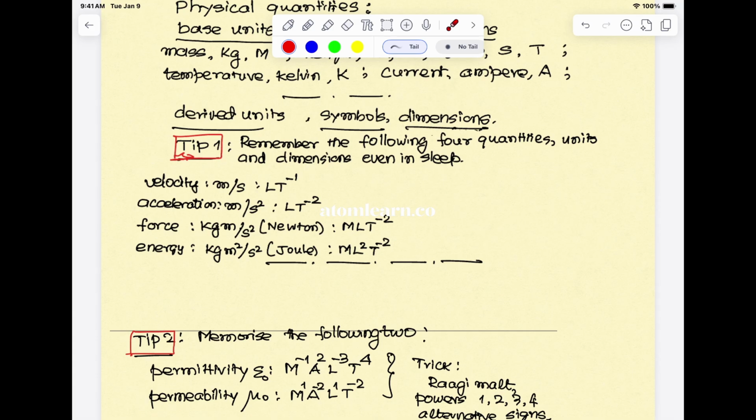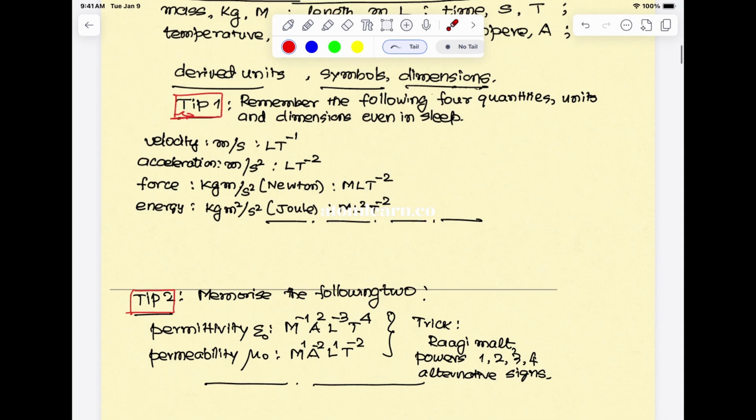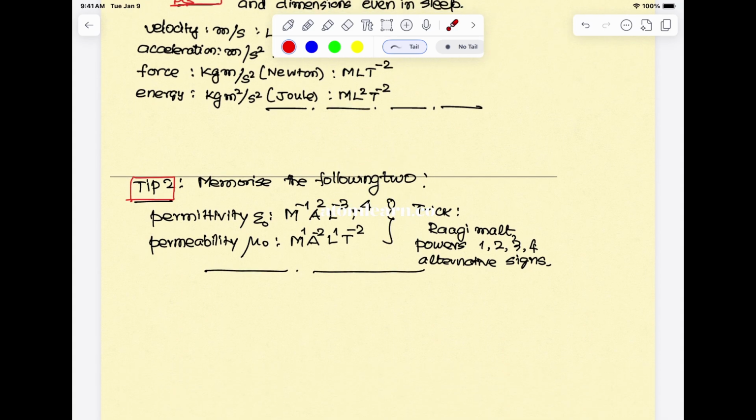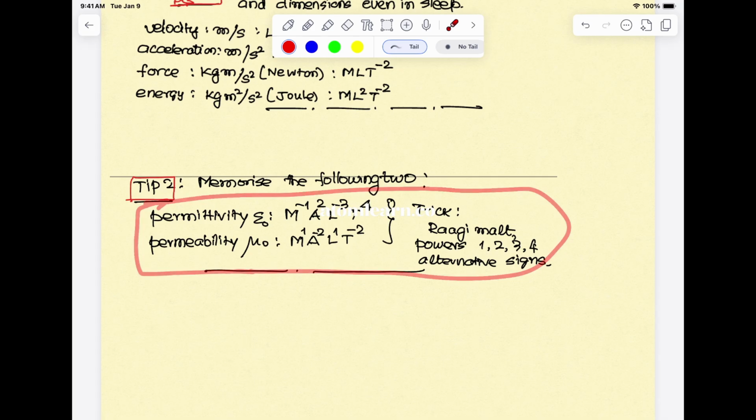quantities along with their SI units, along with their names if there are any, plus their dimensional formulas automatically. My advice to you is that whenever possible, you just repeat these dimensional formulas mentally as and when you are free, so that you can practice. Right.